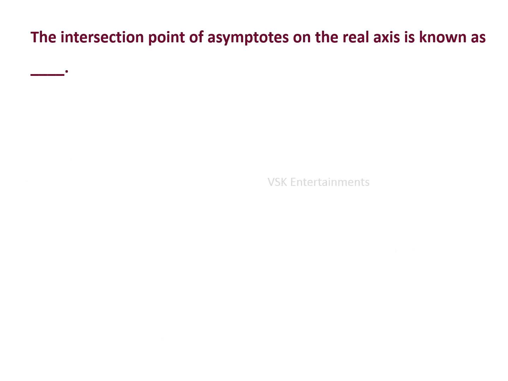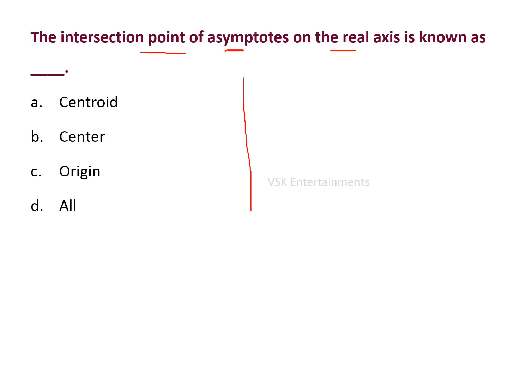Okay, coming to the next bit: the intersection point of asymptotes on the real axis is known as, options are centroid, center, origin, and all of the above. Here asymptotes are nothing but straight lines which start from the real axis, meaning one point on the real axis. Okay, this is our real axis and this is the imaginary axis. Asymptotes are the straight lines which start from the real axis at one point. That point is known as the centroid.